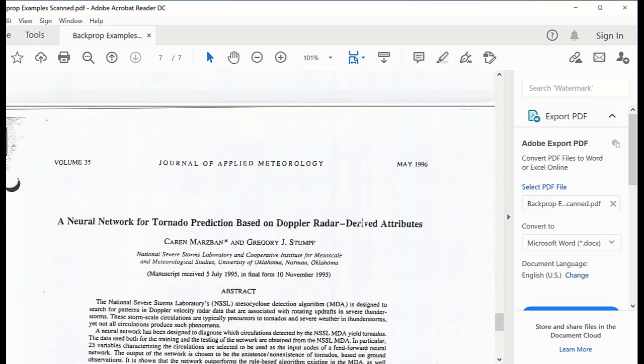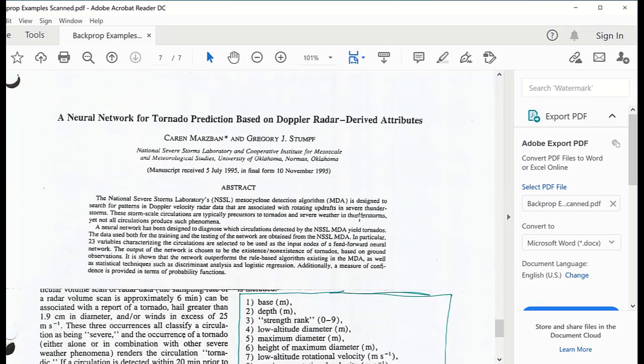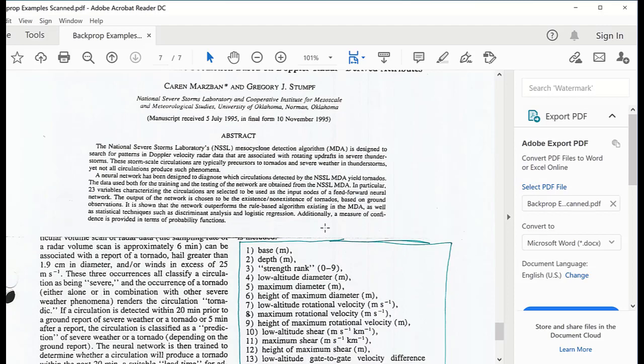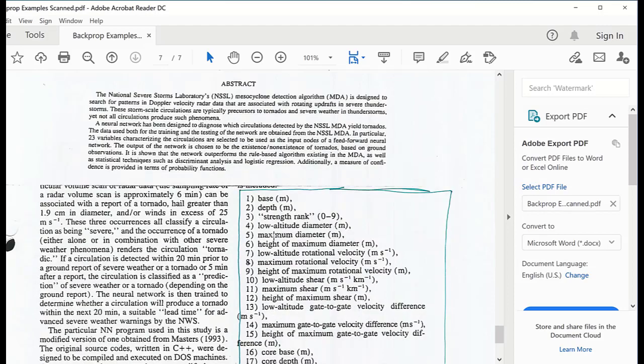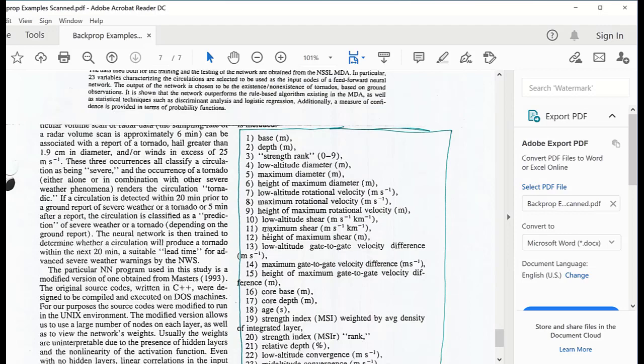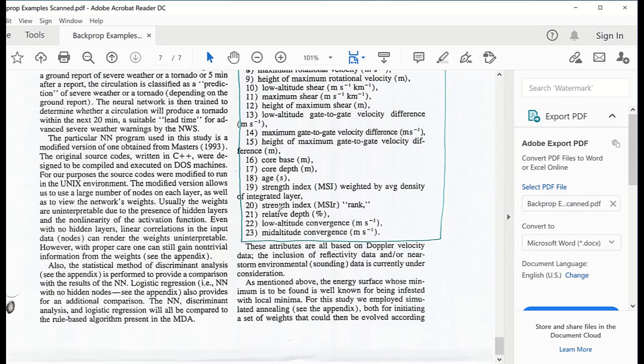Here's another case where they were looking at images from Doppler radar and trying to predict whether there's a tornado in the Doppler radar signature. So they were looking at all these measures of the radar, sending it into a network and trying to predict whether a tornado was there or not. So there's lots of cool stuff you can do with neural nets.